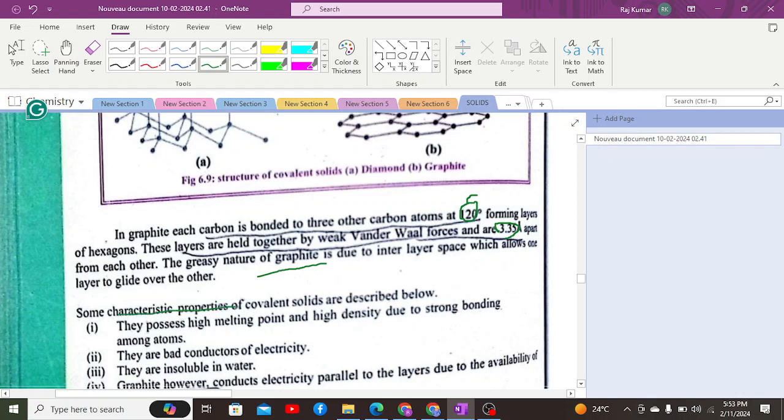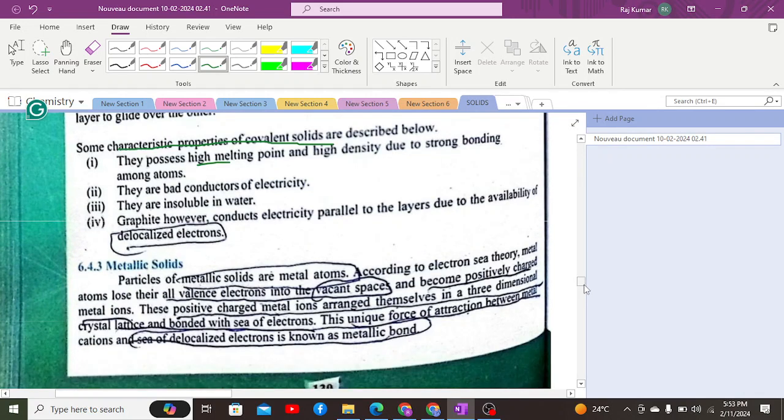Some characteristic properties of covalent solids are that they possess high melting point and high density due to strong bonding among atoms, and they are bad conductors of electricity. They are insoluble in water. Graphite conducts electricity parallel to the layers, but not perpendicular to the layers, because in the parallel direction there is availability of delocalized electrons.